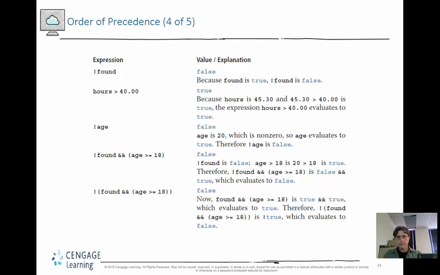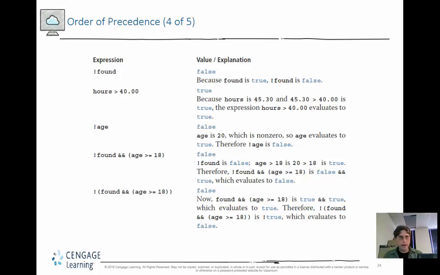Given those initial values, what are the results of these expressions? Again, you might have to refer back and see what things are. Found was set to true, so if you're looking at not true, that is false. That's how that would work. Hours is equal to 45.3, so just plug in 40. It's going to compare 45.3 is greater than 40. That's true, right? How about this one? This one's a little weird. This would actually work, but I typically wouldn't do this.